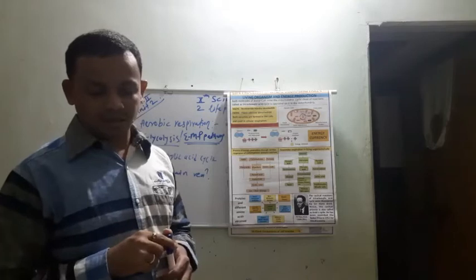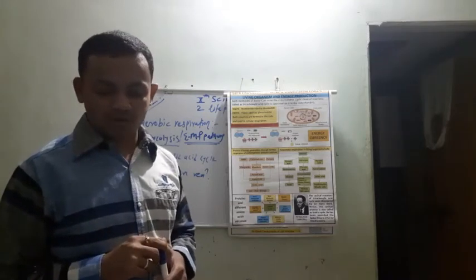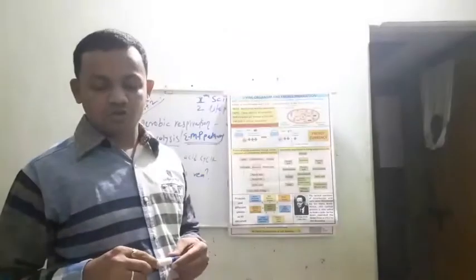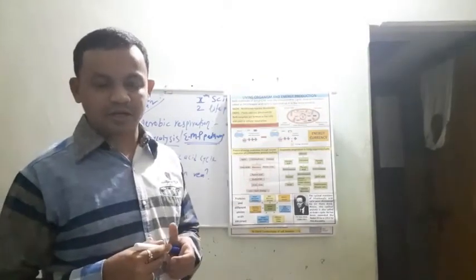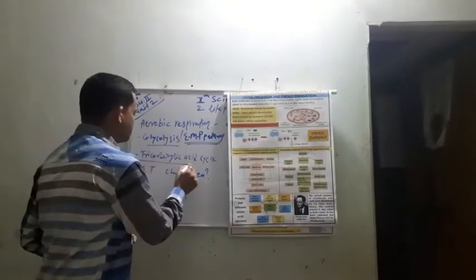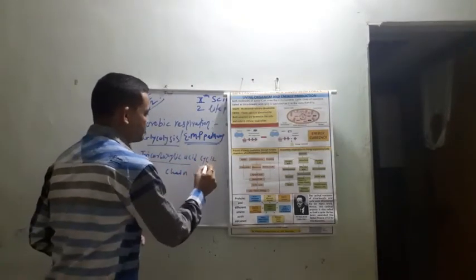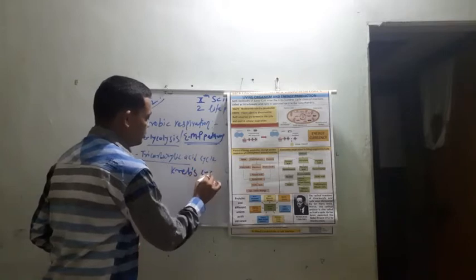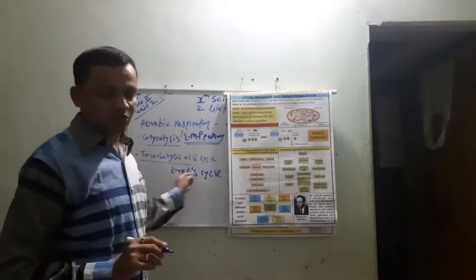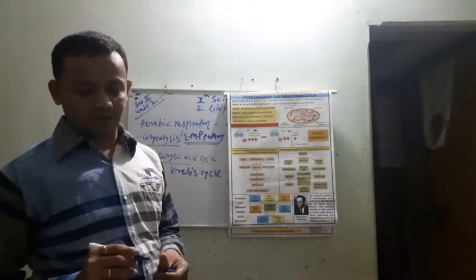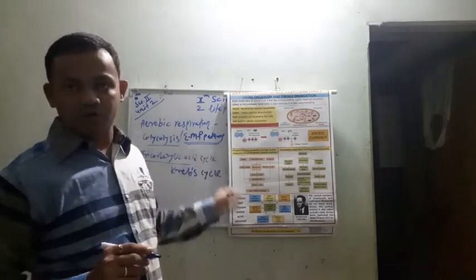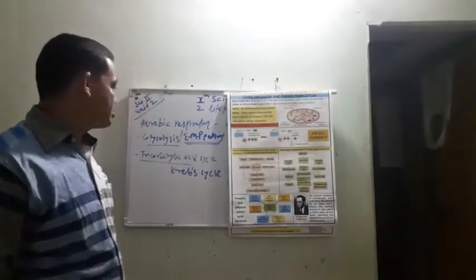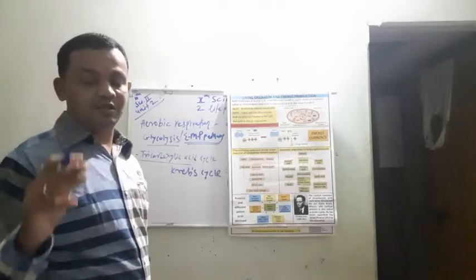The cyclic reaction of the tricarboxylic acid cycle was discovered by the scientist Hans Krebs. So this process is also called the Krebs cycle. So another name for the tricarboxylic acid cycle is the Krebs cycle, because these cyclic reactions were discovered by Hans Krebs. For this research he was awarded the Nobel Prize in 1953.